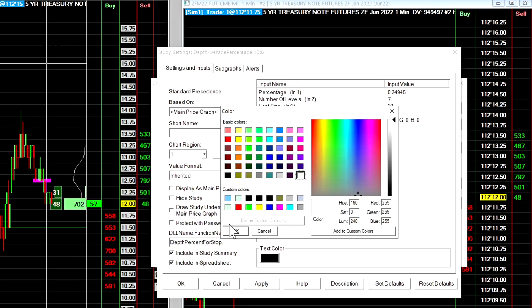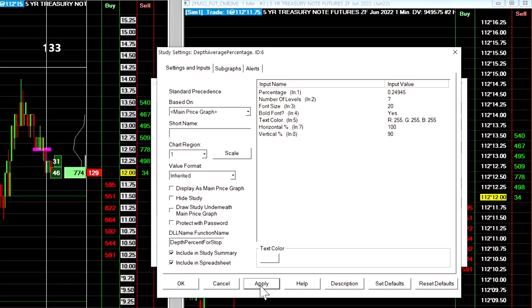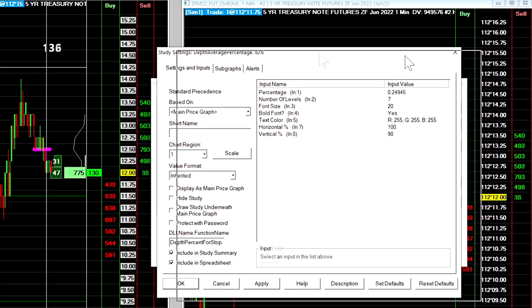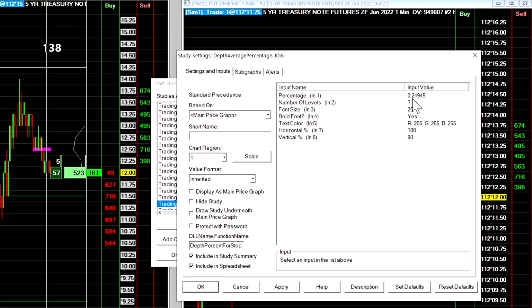And what this study is doing is actually something interesting, which I won't explain the use case, unfortunately. But in this case, what it's doing is it's showing me 24.94% of the average liquidity at each price point. So what this 137 means is that this is around 25% of the size that is at every price on average, based on the prices that I'm showing.